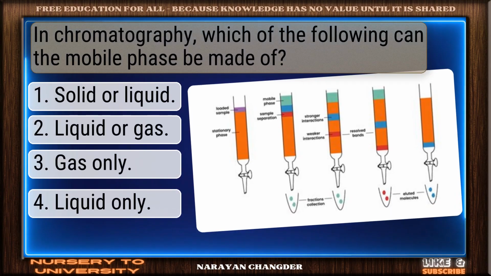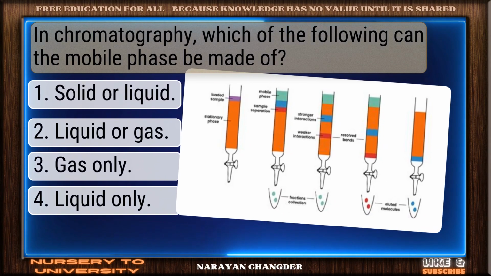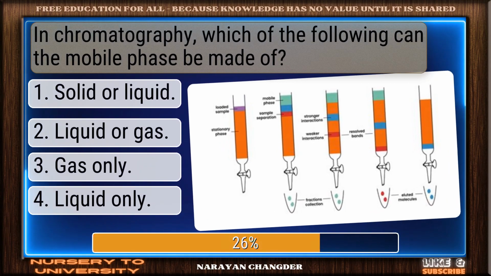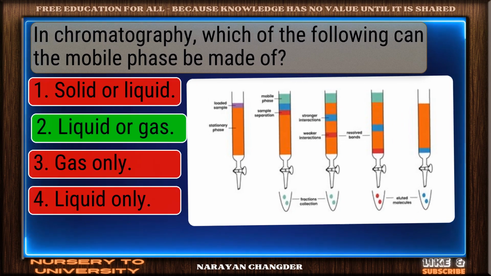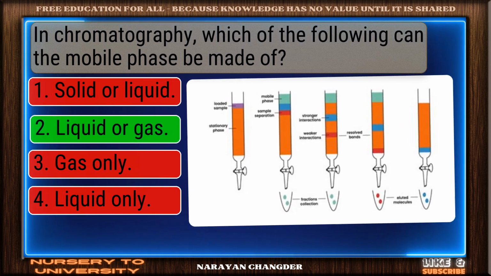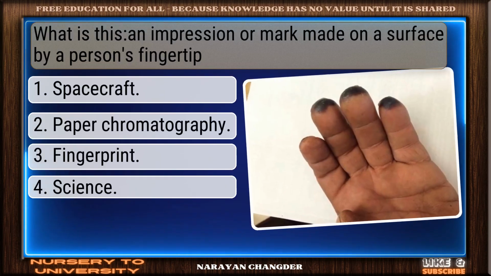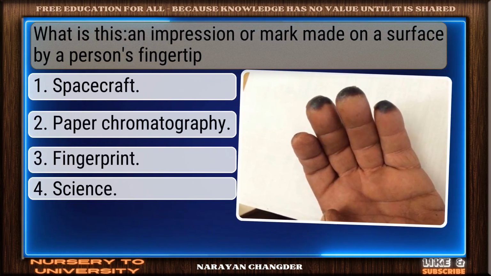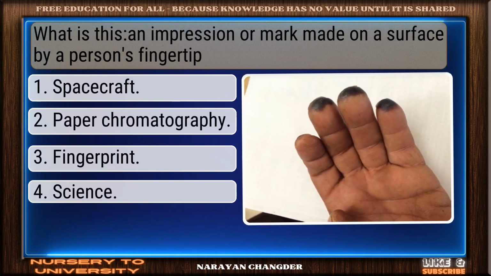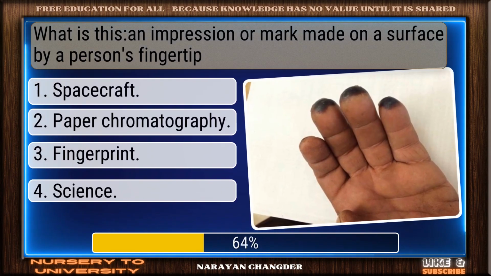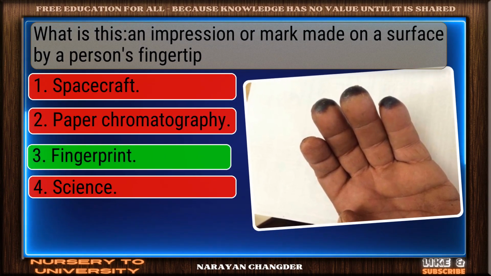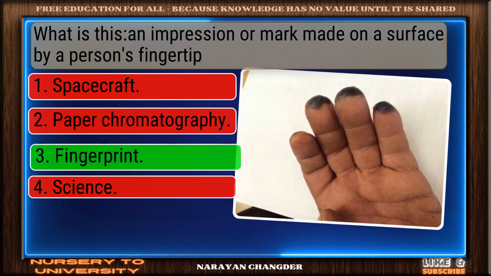In chromatography, which of the following can the mobile phase be made of? Great thinking. Liquid or gas is the right choice. What is this? An impression or mark made on a surface by a person's fingertip. Excellent. Fingerprint is a brilliant choice.